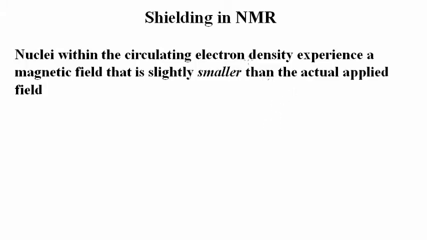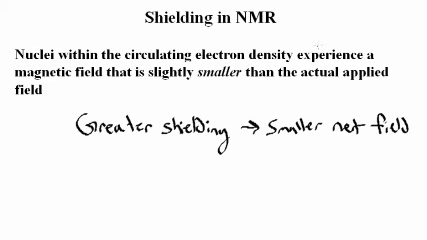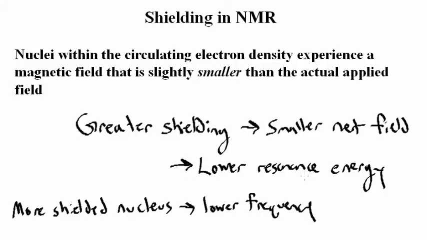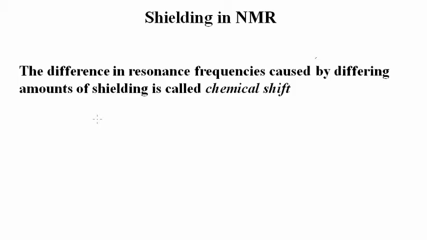Now, the degree of shielding depends on several factors, which we'll talk about a little bit later in the video. But what we want to establish now is that as the shielding becomes greater, the net magnetic moment that's present at the nucleus becomes smaller. So what happens is that the energy of the electromagnetic radiation that's required to bring that nucleus into resonance also decreases. So when we put all these together, we see that a nucleus that is more shielded is going to come into resonance at a lower frequency than a nucleus that is less shielded.